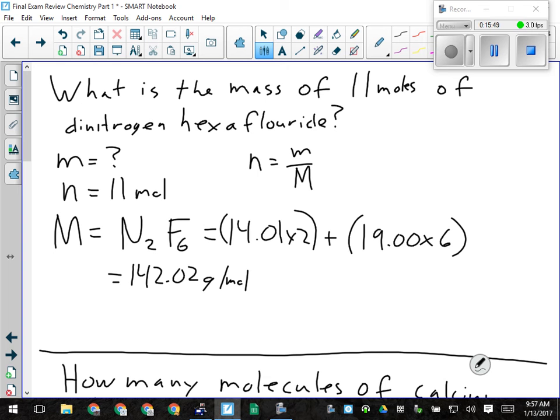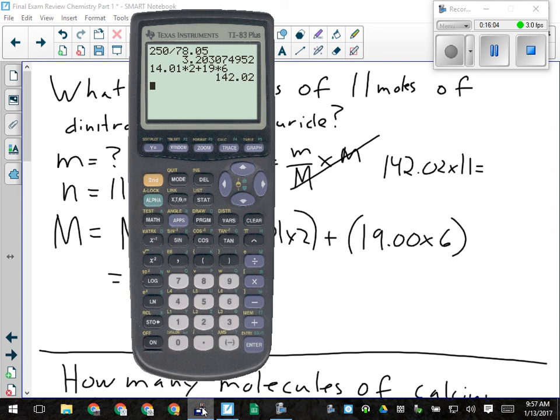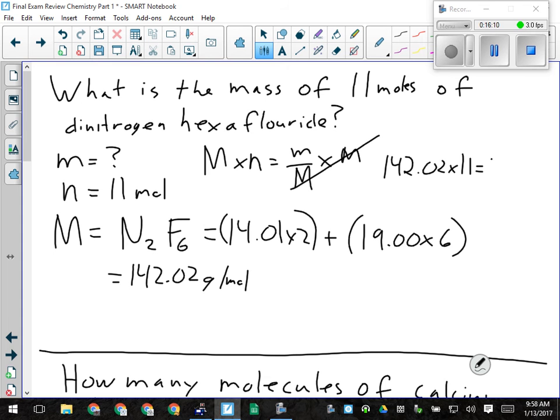Yes, you are. Okay, so we're going to multiply both sides by big M to bring it over here, and we've got our formula. So that'll be 142.02 times the 11 moles that they gave us in the question, gives us 1,562.22 grams.